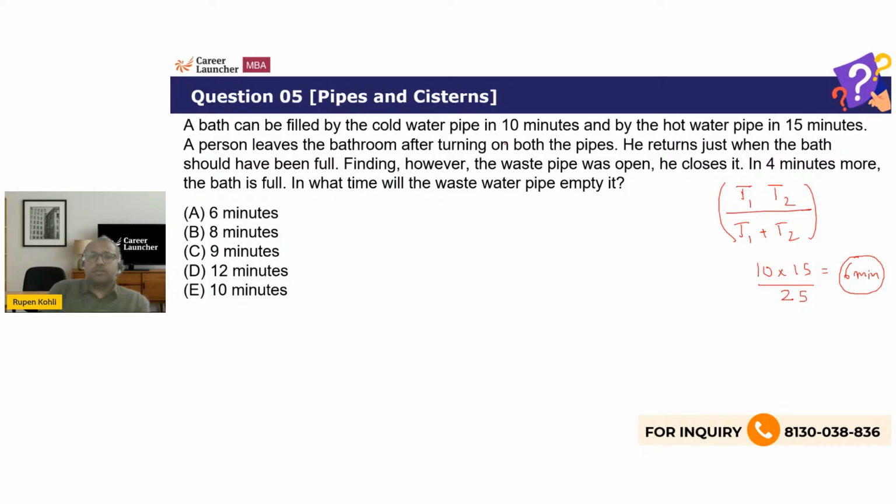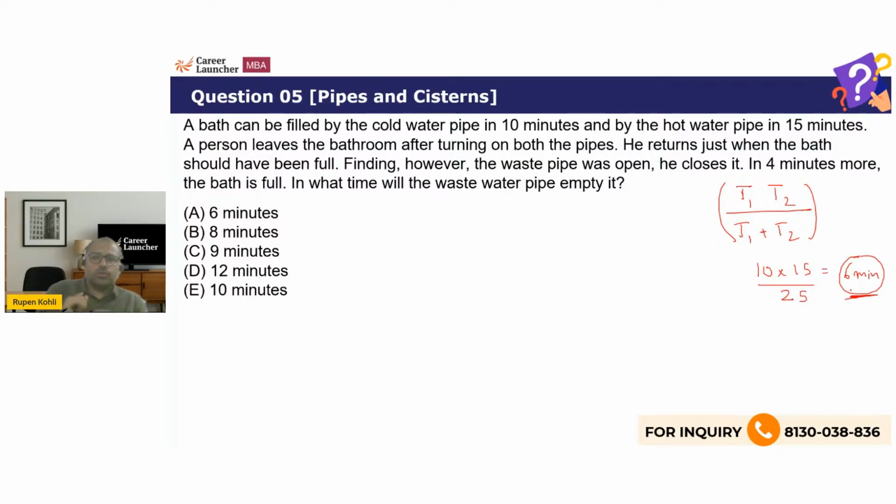But what happens? He returns when the bath should have been full, but it was not full. Finding, however, that the waste pipe was open, so there is another pipe, the waste pipe, he closes it. In 4 minutes more, the bath is full. In what time will the waste pipe empty it? So we have to find the efficiency or the rate of work of the waste pipe. For 6 minutes, along with the two filling pipes, the waste pipe was also working.